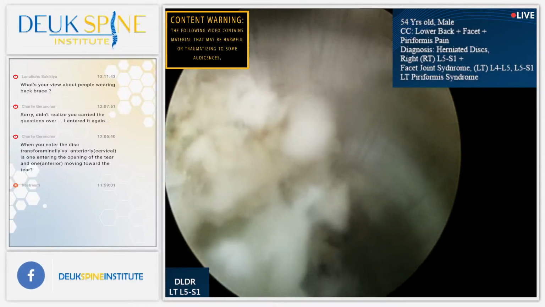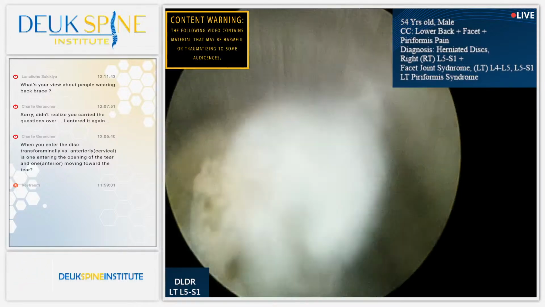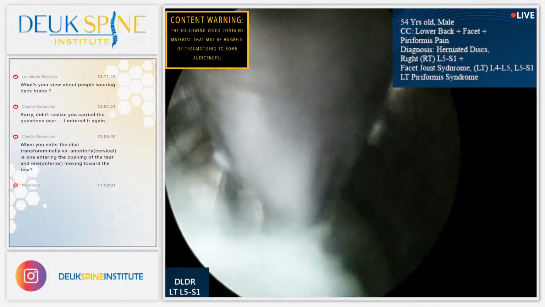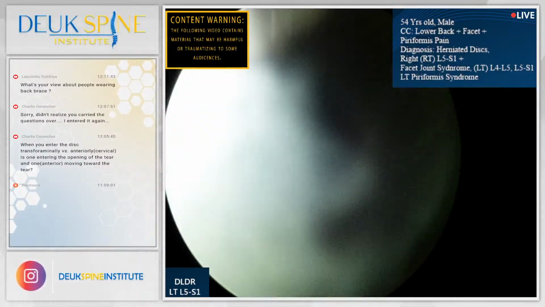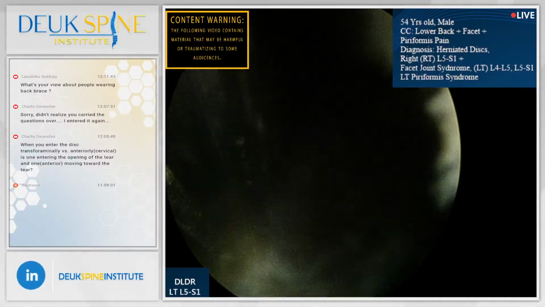Welcome back. You can see that facets can be a cause of back pain, and there's now a way to permanently fix facet pain at Duke Spine Institute. It's called the Duke Plasma Rhizotomy.